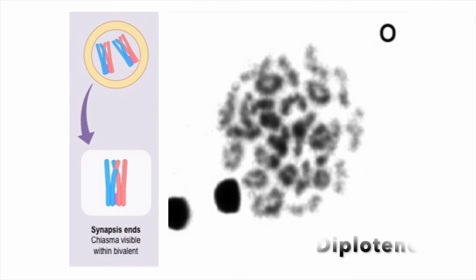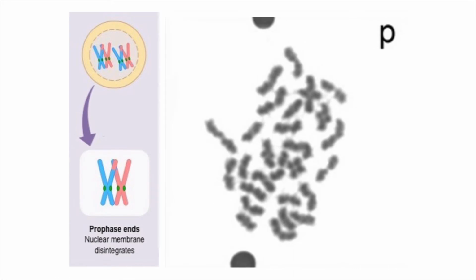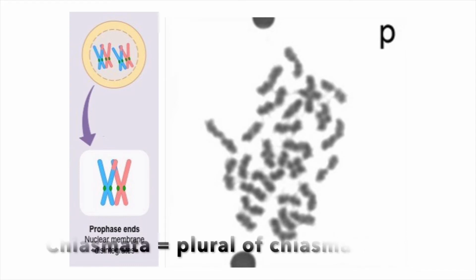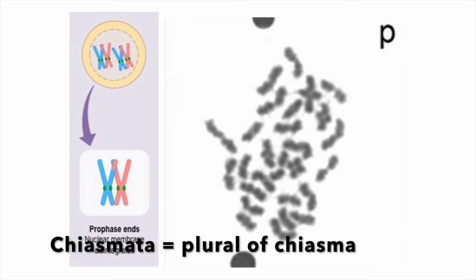Crossing over ends during the diplotene substage. The chromosomes, however, remain linked through visible structures called chiasma. And prophase 1 ends with diakinesis. And here, the chromosomes spread out where portions not linked by the chiasmata move apart from each other.